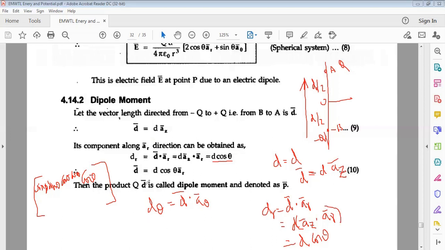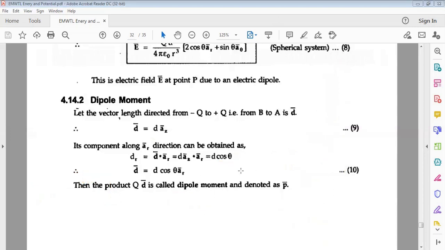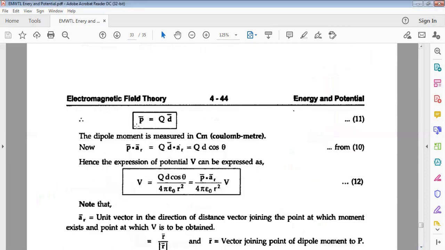Then the product of q d bar is called the dipole moment, and it is denoted by p. Got it, my dear students? So q d bar is called the dipole moment, denoted by p bar, and I can substitute it in the equation of electric field. P bar is equal to q d bar. The dipole moment is measured in coulomb meters.